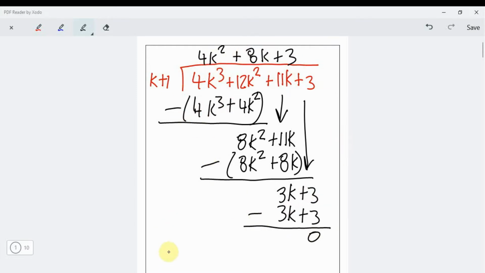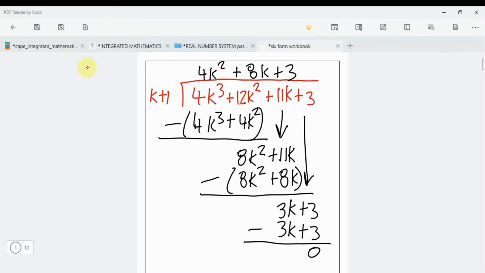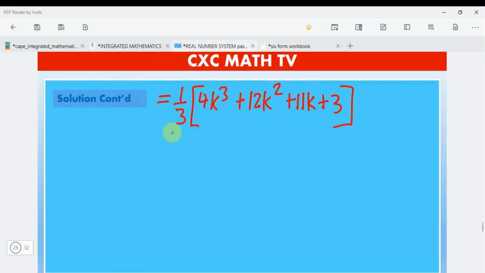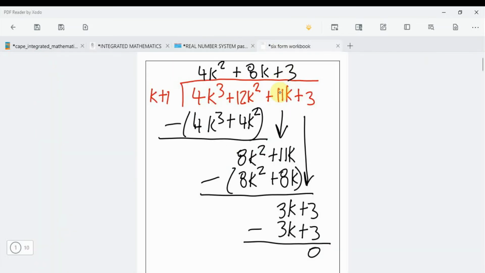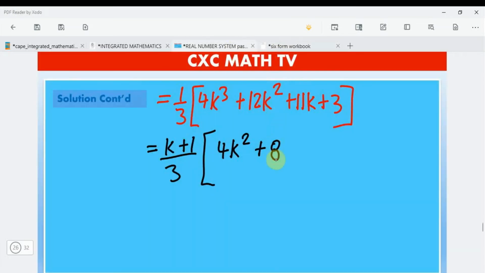In other words, what we're saying is if we factor out k plus 1 from 4k cubed plus 12k squared plus 11k plus 3, this is going to become k plus 1 over 3 times, in this bracket, 4k squared plus 8k plus 3. All we did was factor out k plus 1.